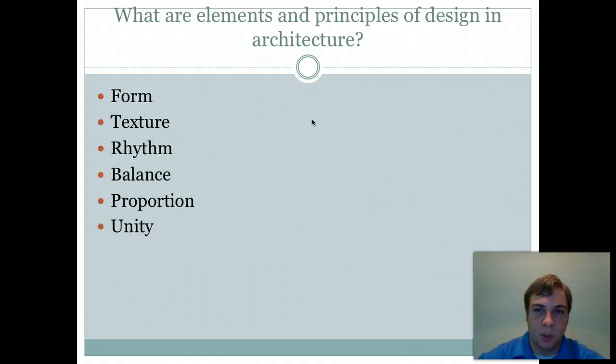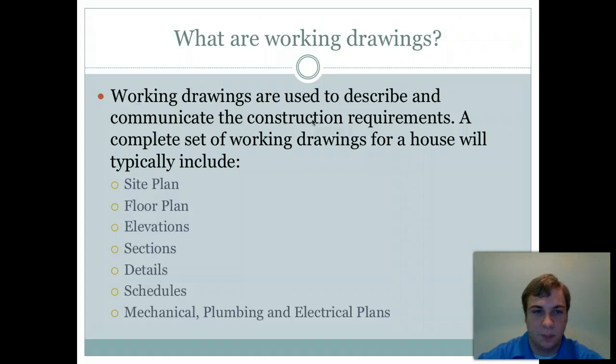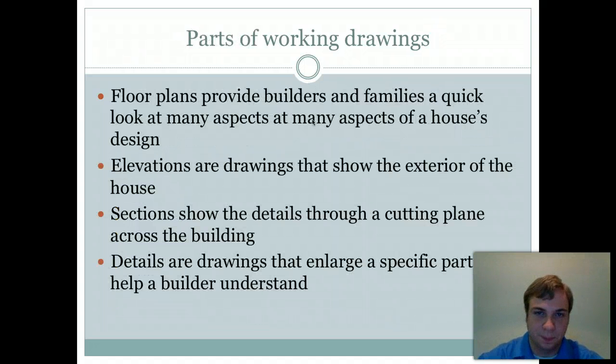What are elements and principles of design in architecture? Form, texture, rhythm, balance, proportion, and unity. What are working drawings? Working drawings are used to describe and communicate the construction requirements. A complete set of working drawings for a house will typically include a site plan, a floor plan, elevations, sections, details, schedules, mechanical, plumbing, and electrical plans.